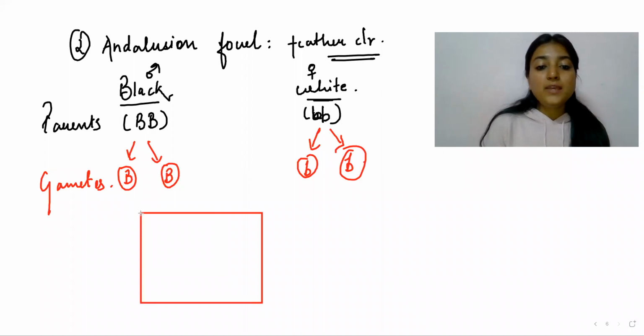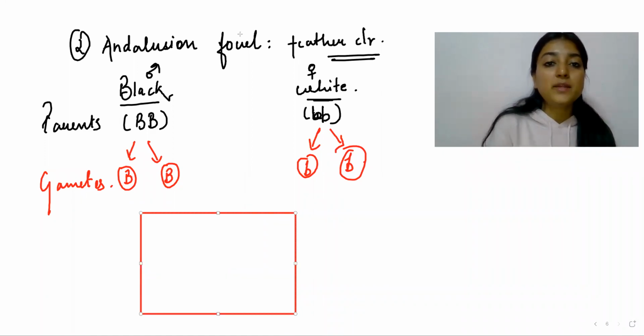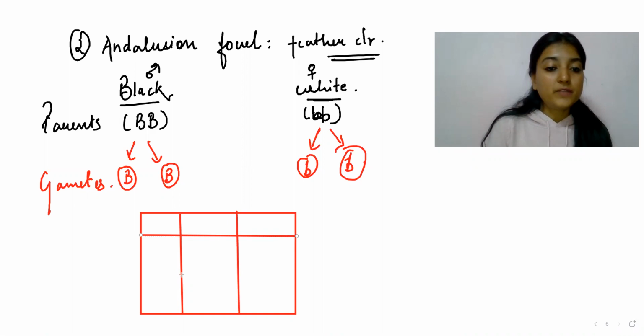Now we have to establish the Punnett square, which will be representing the F1 generation of the above crossing. Fine.